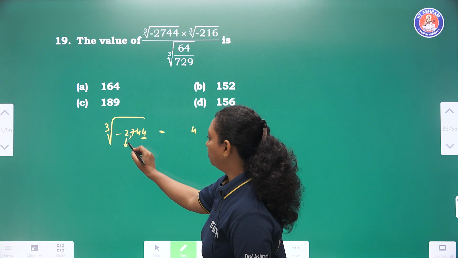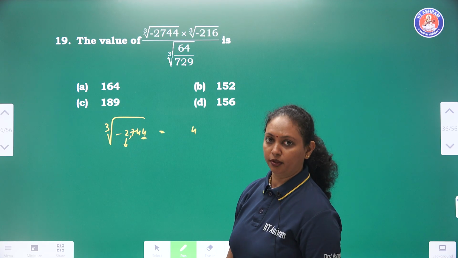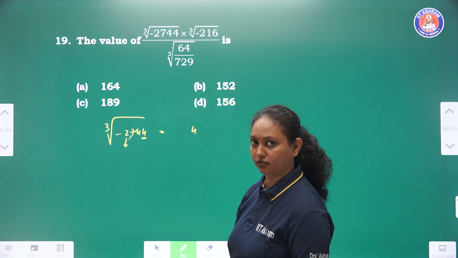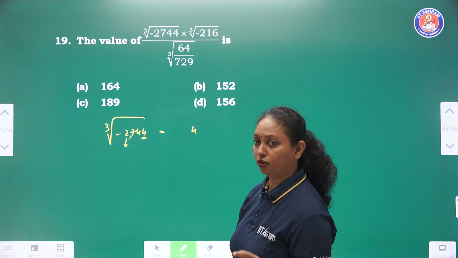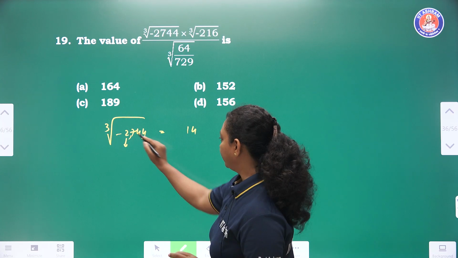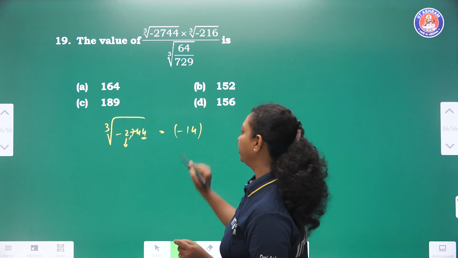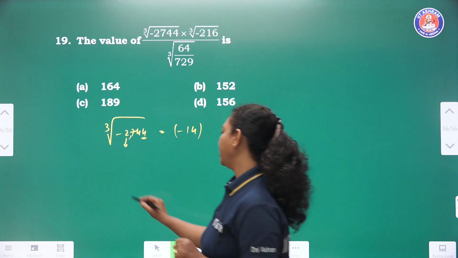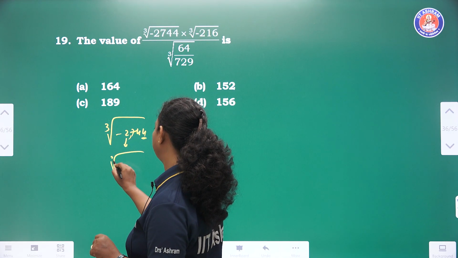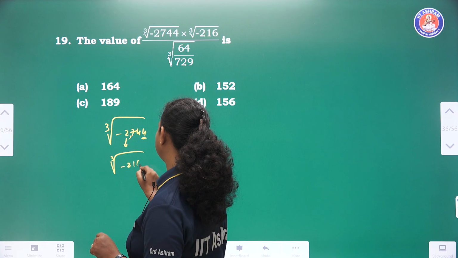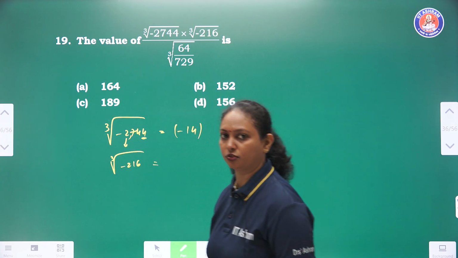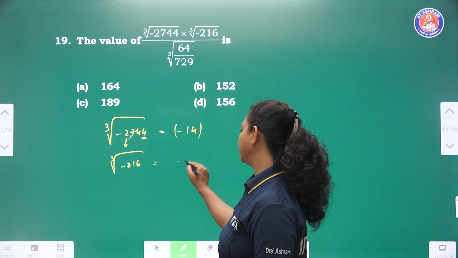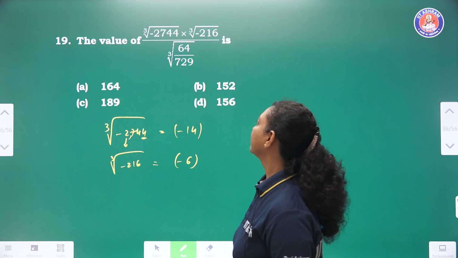And the cube root just less than 2, the perfect cube, is 1. And the cube root of 1 is 1. Negative sign is there, therefore it is minus 14. Clear to you? Next we have to find the cube root of minus 216. As we know that 216 is 6 cube, so the cube root of minus 216 is minus 6.